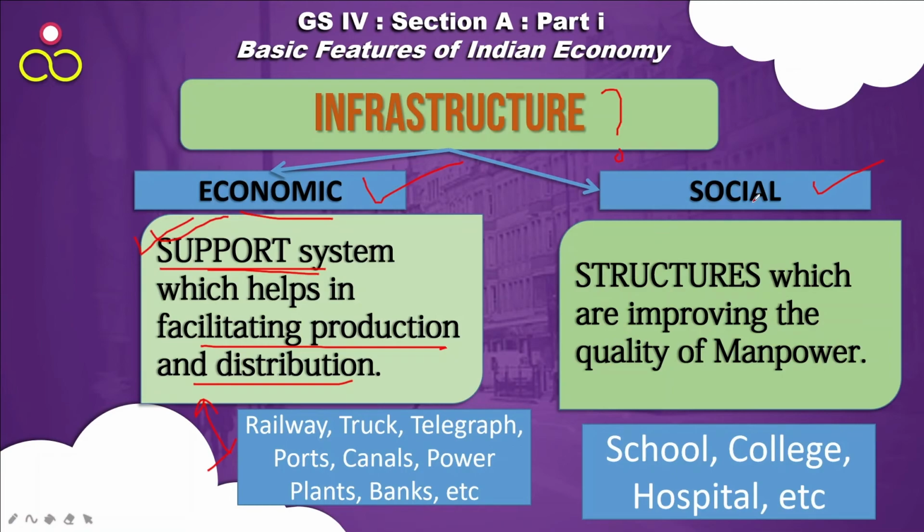Now coming to the social infrastructure. Social infrastructure क्या होता है? They improve the quality of manpower. Only economic infrastructure cannot work. The social infrastructure is what makes the economic infrastructure run properly. If you have good manpower, quality manpower, then only your economic infrastructure will function. Schools, colleges, hospitals are examples of social infrastructure.